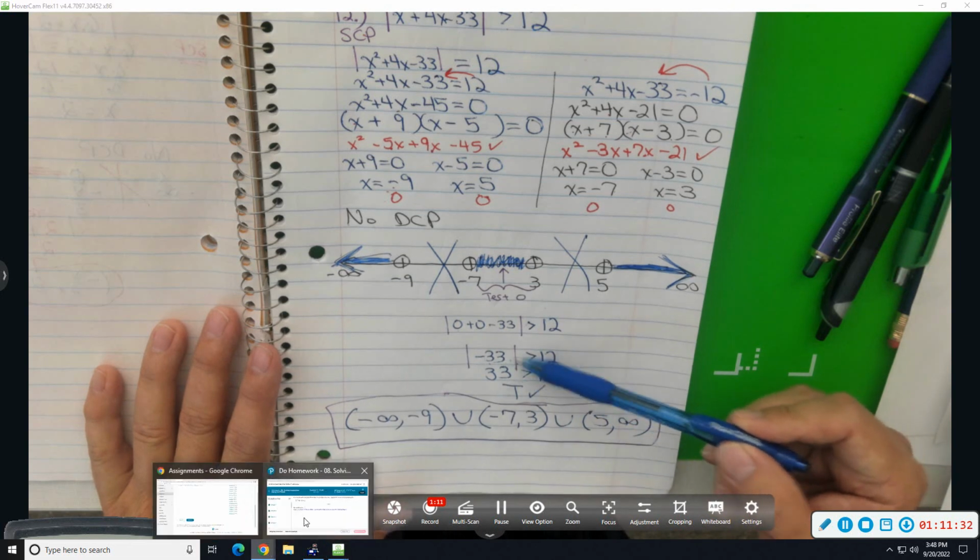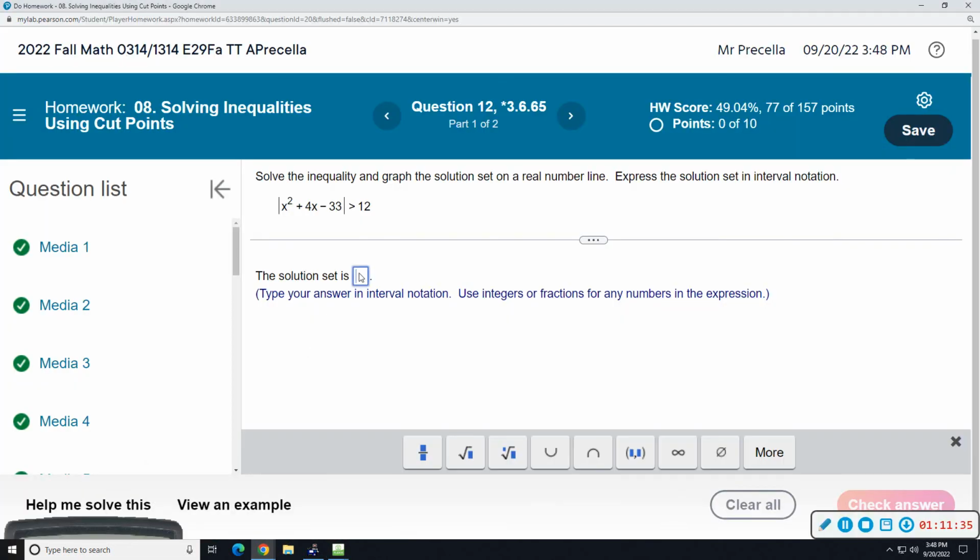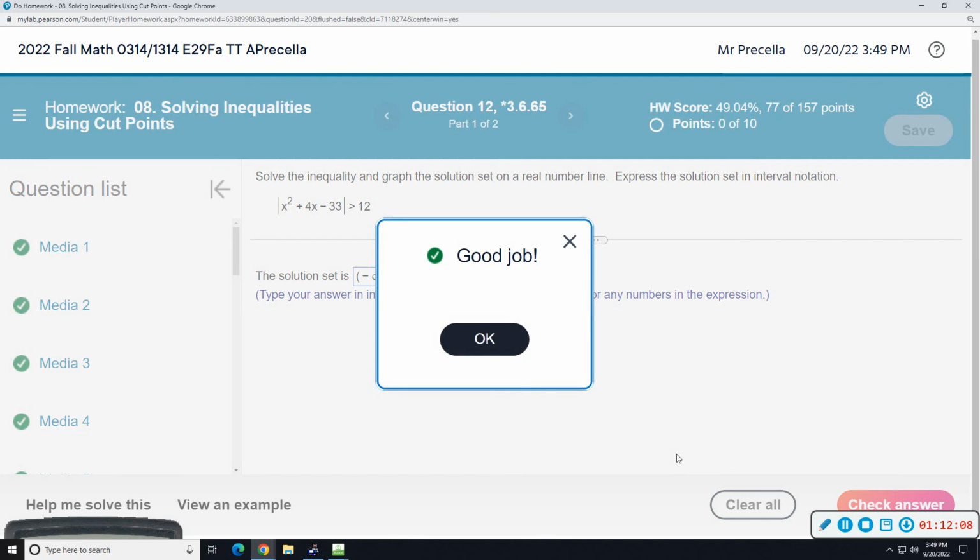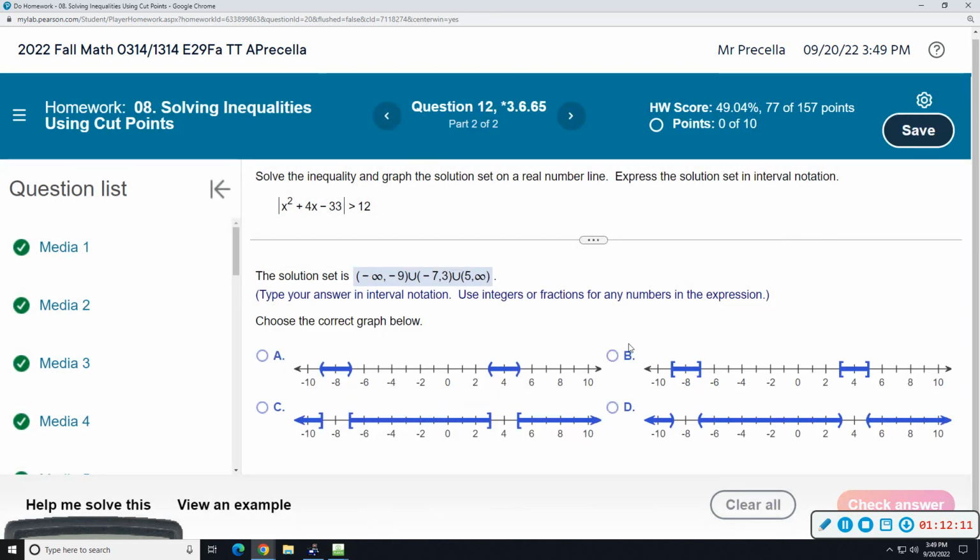Remember to take the absolute value. This is where the students make the mistake. They say negative 33 is greater than 12, cross it out, and then they have every interval wrong. And this one says greater than 12. If it had said less than 12, you'd still do the same thing, except at the end, the shaded and crossed out intervals would be reversed. But the cut point method takes care of this, whether it's greater than or less than.